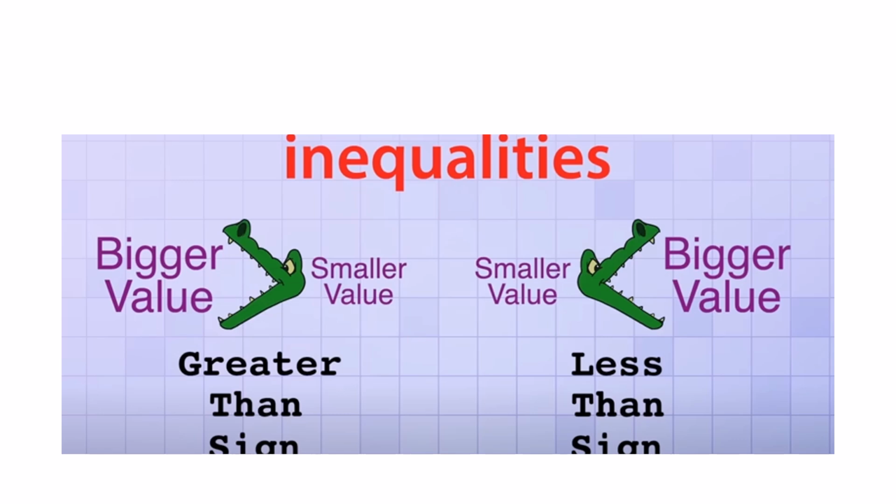If you have to remember, a crocodile will always want to eat more. So wherever the crocodile's mouth is opening, this number that it's opening towards always has the bigger value. So we always say that this is our greater than sign, and the opposite will be the less than sign. So where it's closed is the smaller value and where it's open is the bigger value.